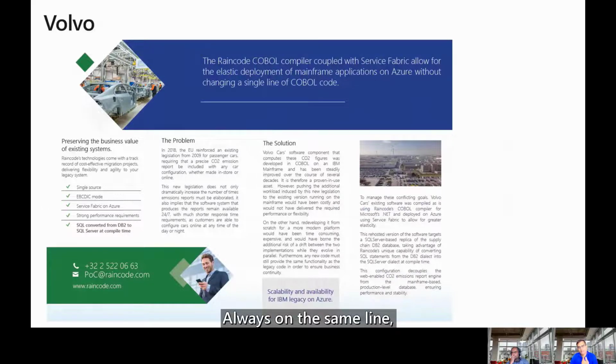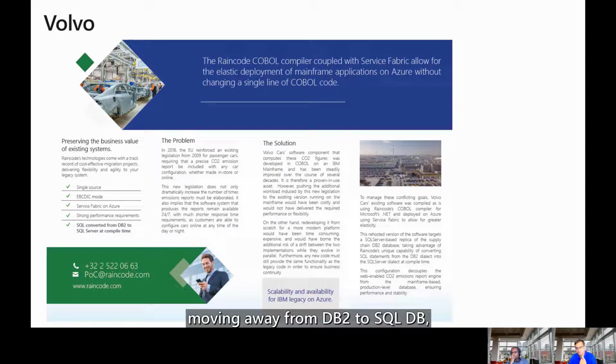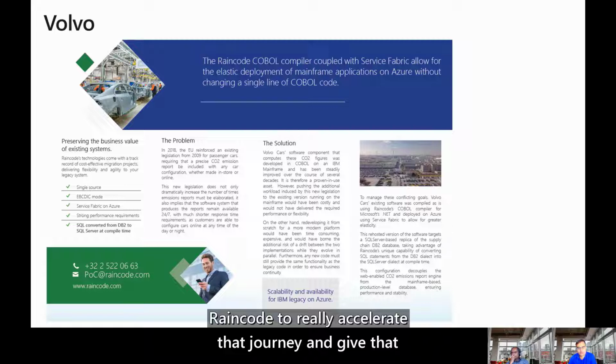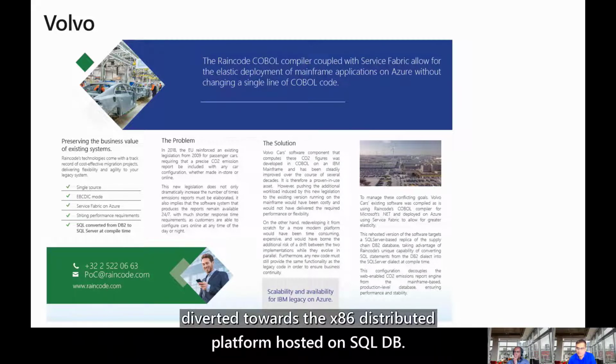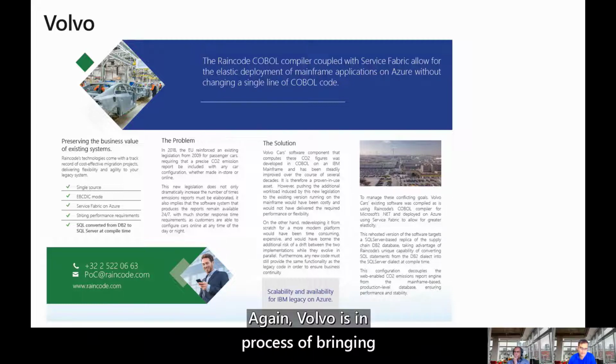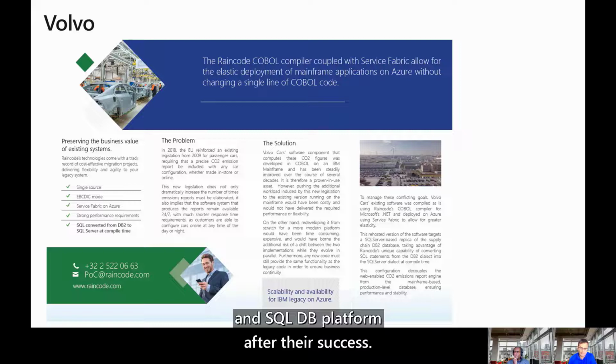So Volvo is on the same line. They're bringing their core inventory management system, moving away from DB2 to SQL DB, and it has gone live. And again, this is another place where we used Raincode to really accelerate that journey and give that middleware enough robustness so that some existing latency-savvy traffic can go to mainframe, but other traffic that does not need microsecond latency can be diverted towards the x86 distributed platform hosted on SQL DB, right? And again, Volvo is in the process of bringing more and more workloads to the Azure and SQL DB platform after this success.